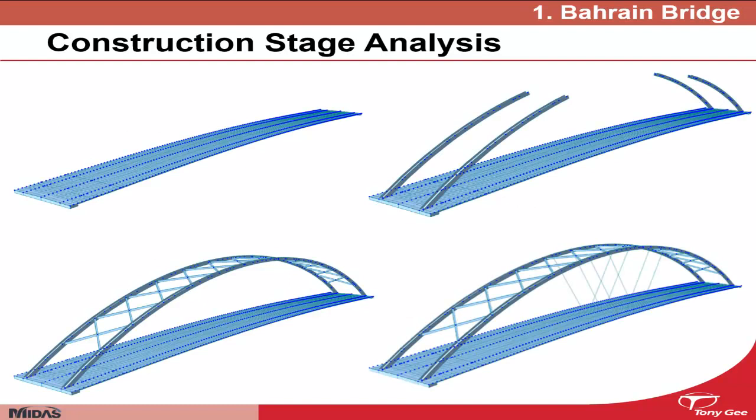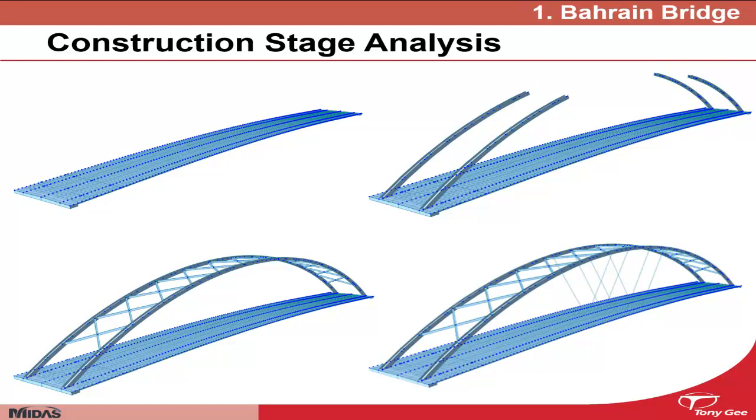So here's our model in a fairly basic sense, just a few views. The deck was cast on compression-only supports, and then the arch was erected. Then we had to go through a depropping sequence on the arch to make sure that we didn't have any lift-off or any overstress within the arch elements. And then we had to install the cables. It all sounds fairly straightforward, doesn't it?